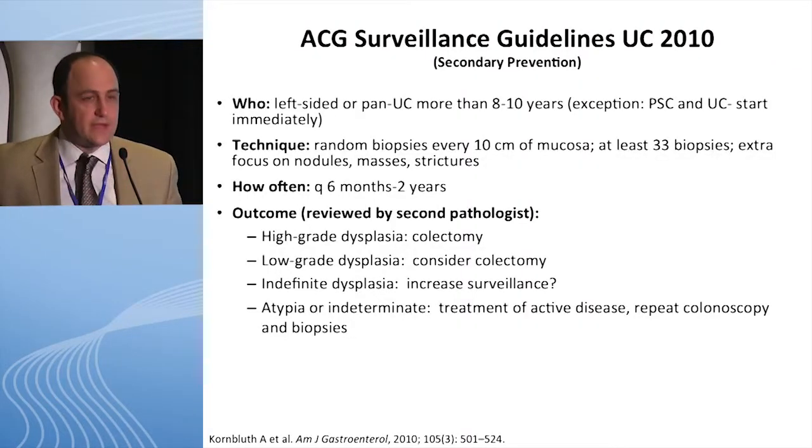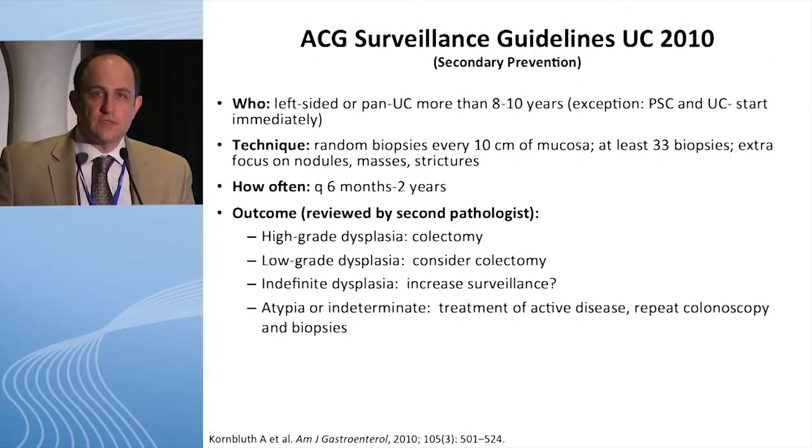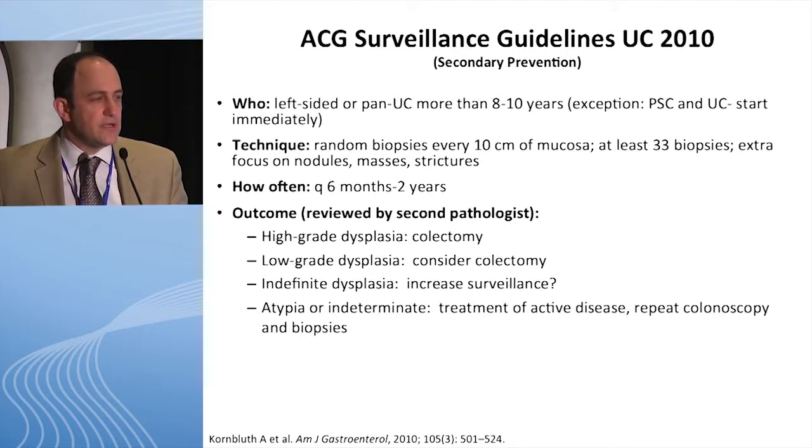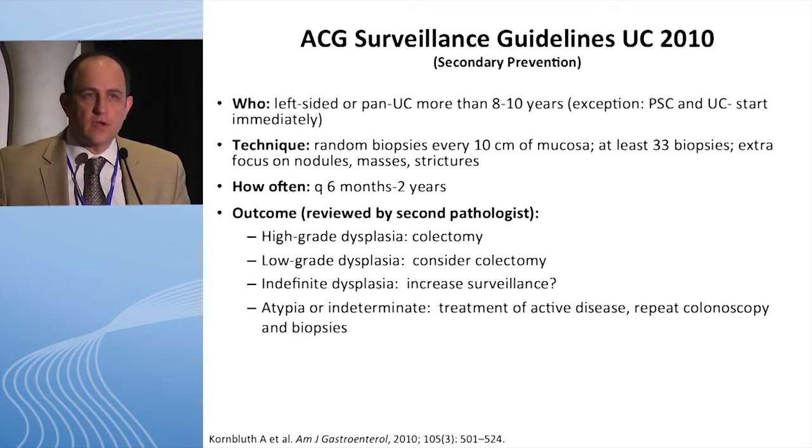Now, having said all that, it's worthwhile to remind you what the guidelines are, so we're not getting too far afield here. The ACG guidelines, which have not yet been updated but are coming with an update, still say that after 8 to 10 years, you'd want to do random biopsies throughout the colon. The concept is to do a systematic mucosal sampling. That's what the guidelines are based upon. And when you have high-grade dysplasia, they go immediately to colectomy. For low-grade dysplasia, you consider colectomy, and for other things, you want to address it either with a repeat exam or treating inflammation.